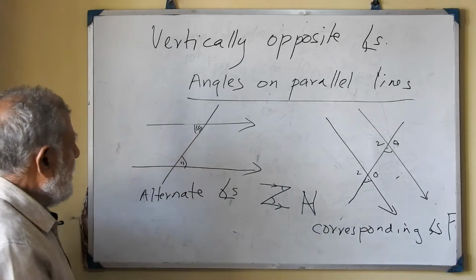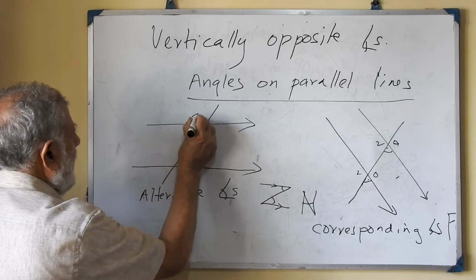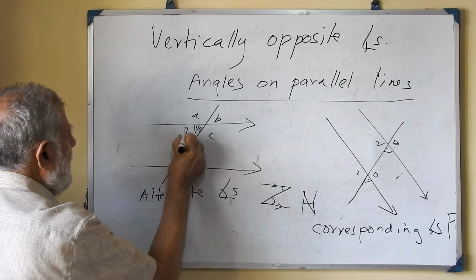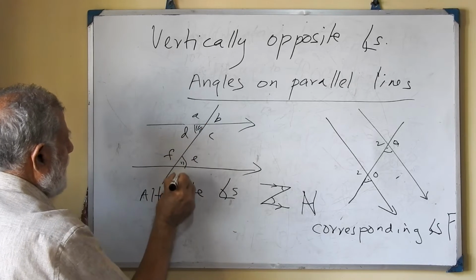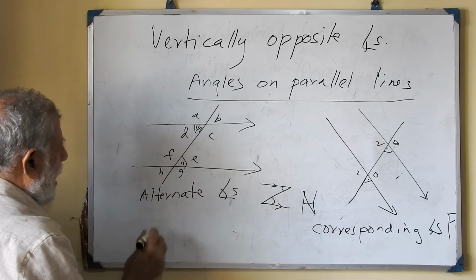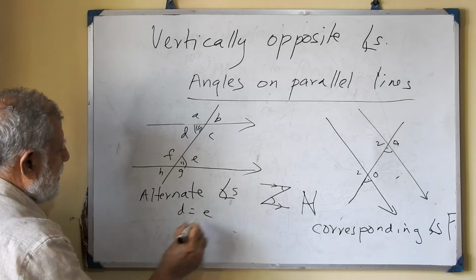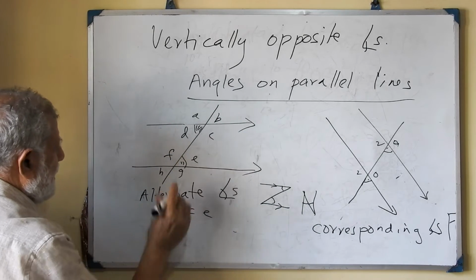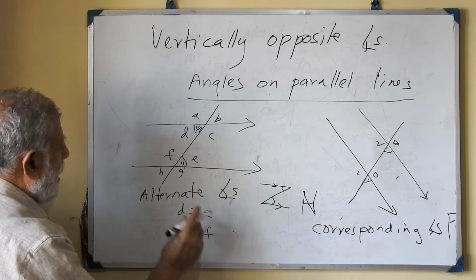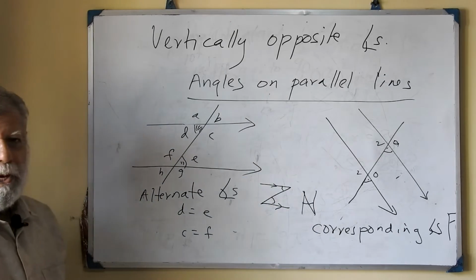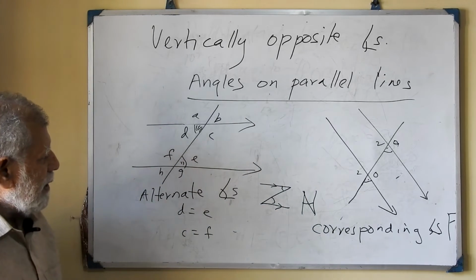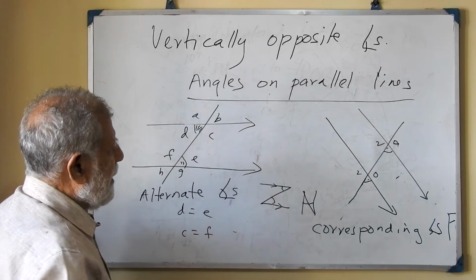Now here, supposing we write A, B, C, D, E, F, G, H. Alternate angles come to D equals E. And we can have C equals F. In this particular figure, you have 2 pairs of alternate angles. For corresponding angles, we have 4 pairs.